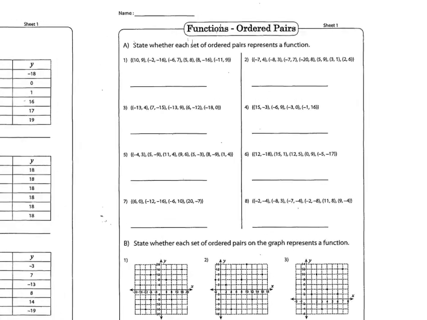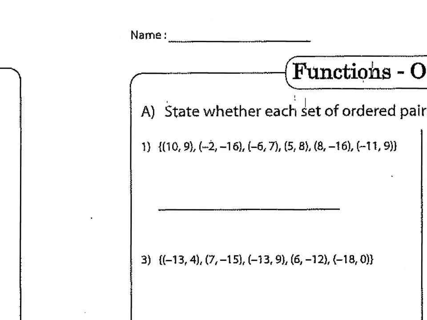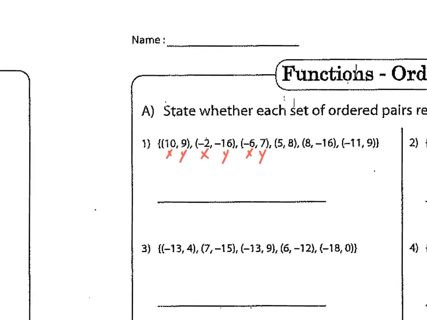On this other section over here, I need you guys to remember that these are all xy values. X, y, x, y, and I can go through each one of those. But the first number is the x. What you're going to do is look to see if any of the x's repeat. So here we've got 10, -2, -6, 5, 8, -11. None of those repeated, so this is also going to be a function.